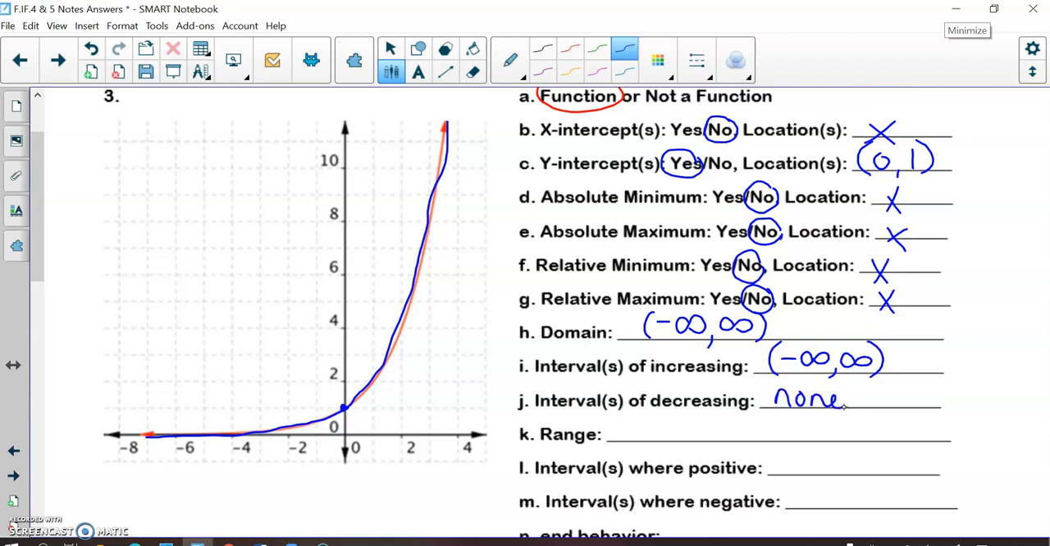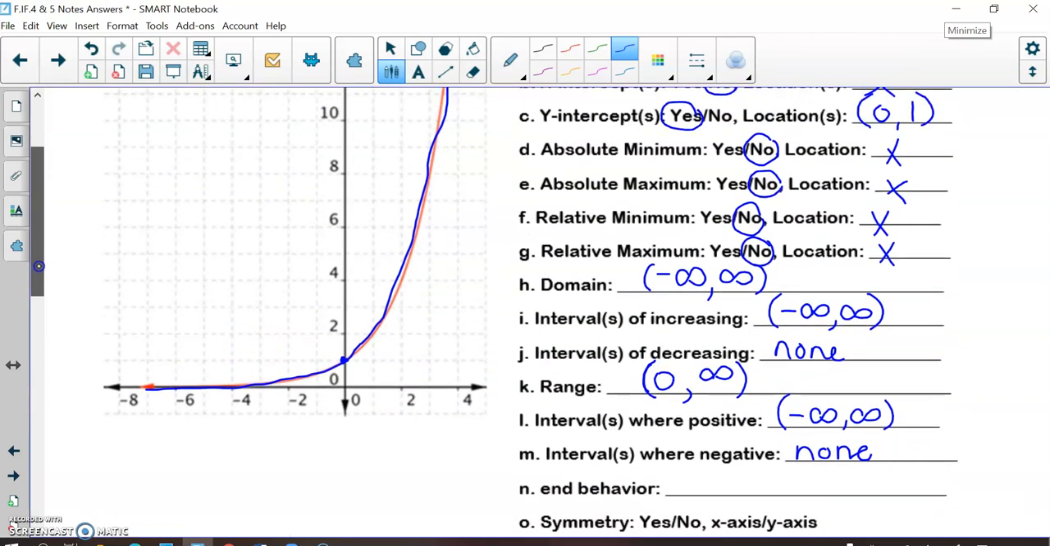My range is going to be from 0. It's never going to hit 0, but it's going to get close to 0. So that's why I put a parenthesis at 0, because it doesn't include 0, and all the way up to infinity. Intervals where the y value is positive, well, that's everywhere. So that's from negative infinity to infinity. Intervals where the y values are negative, that's never, so none.